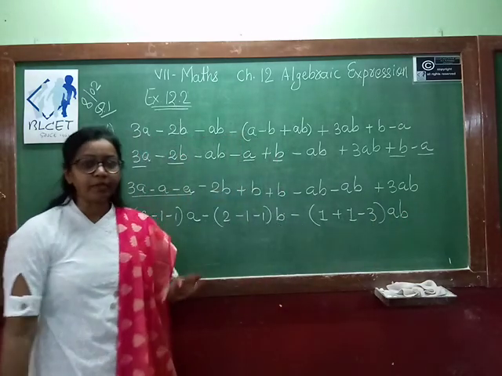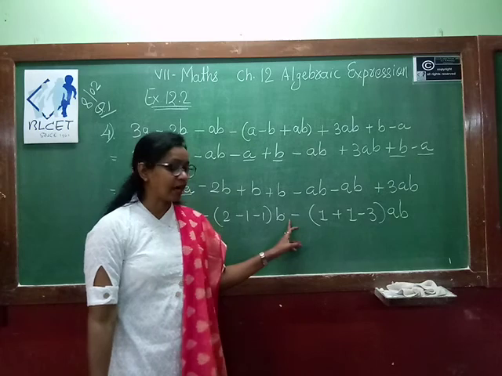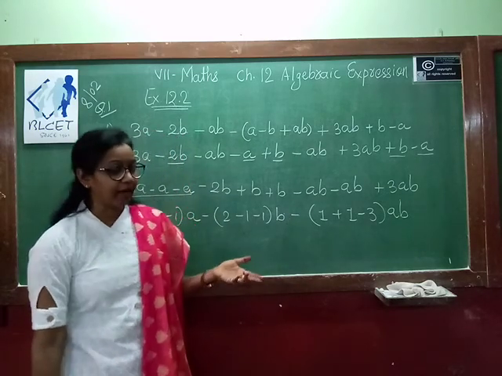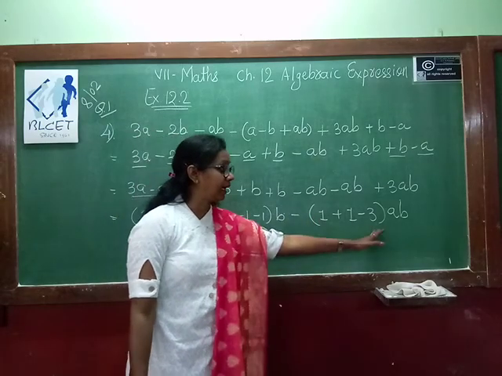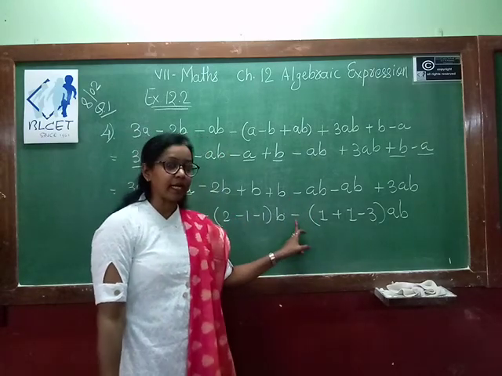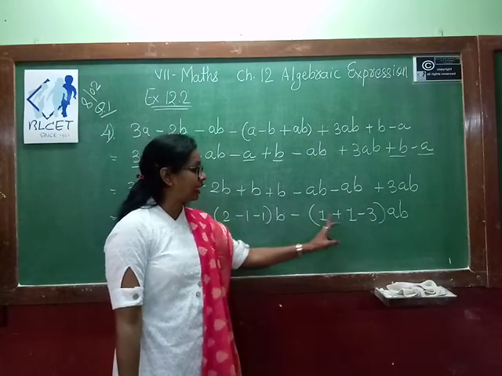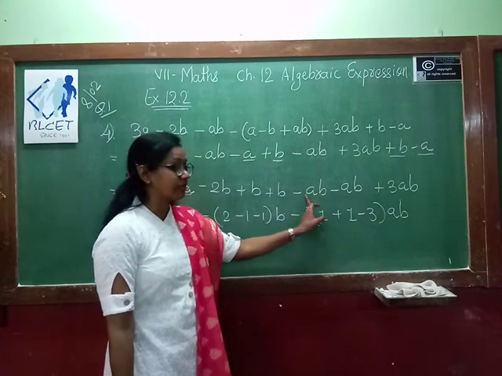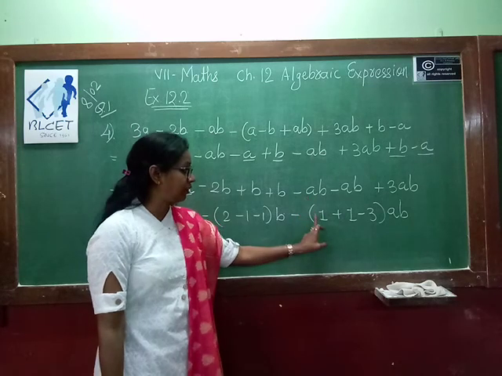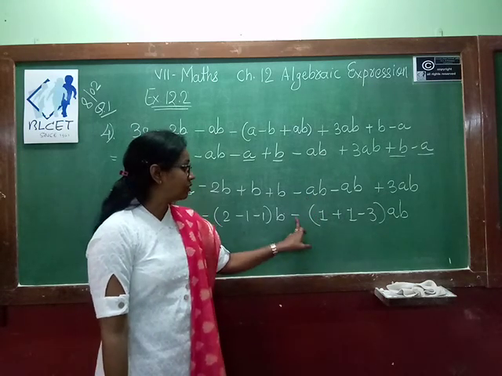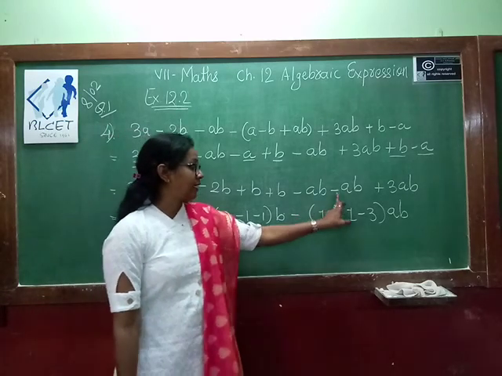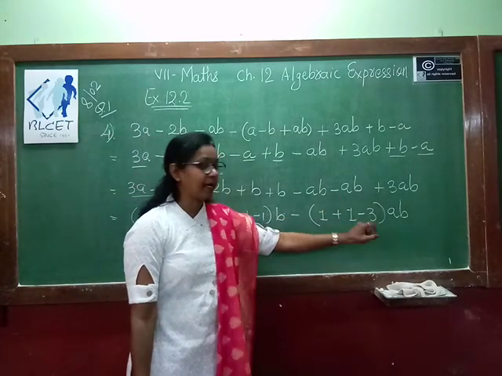Remember, when you open the bracket, if the negative sign is outside, you have to change the sign inside the bracket after opening. And when you make a bracket and want to keep the negative sign, that time also you have to change the signs inside the bracket. This is minus ab. So minus 1 is the coefficient, but we have to write here plus 1. Why? Because we have already taken the negative sign outside of the bracket. This minus becomes plus and this plus becomes minus.